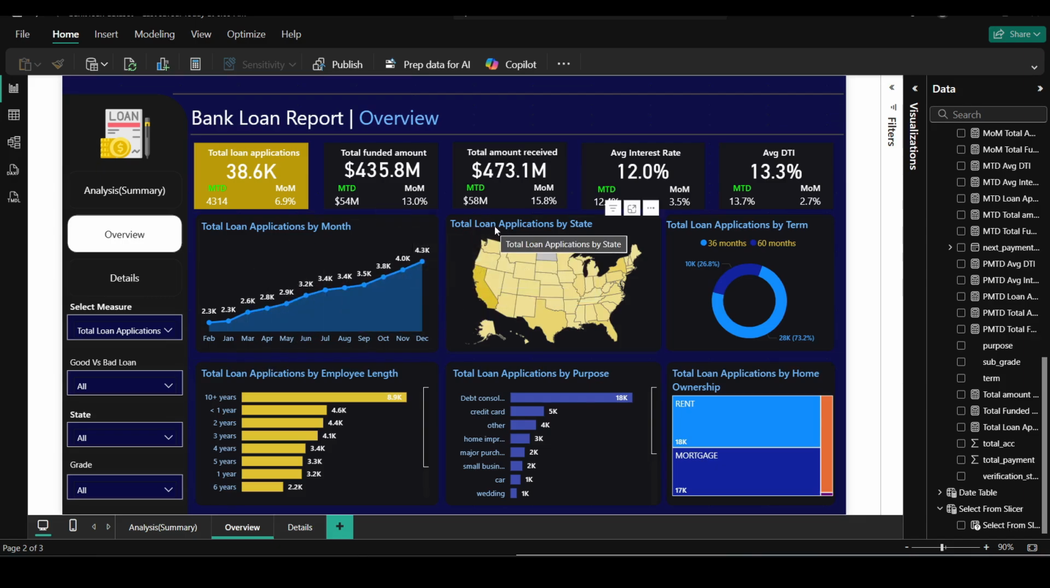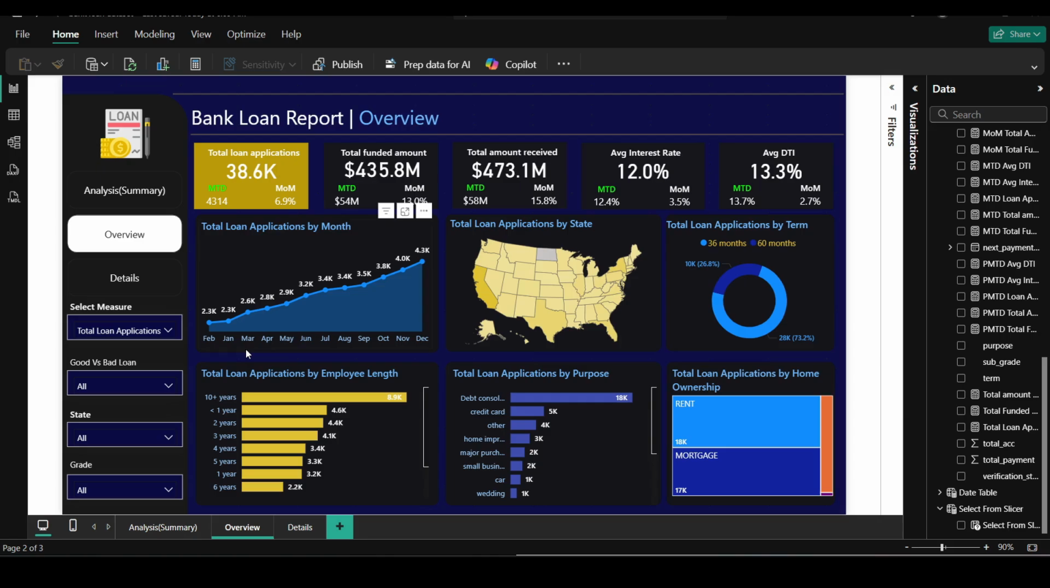Then we also get to know total loan applications divided into states. Like for California, the total loan applications were 6,894, and for other states as well. Then we also get to know about total loan applications by term. So users generally prefer taking loan applications for a shorter period of time, that is 36 months as compared to 60 months. Then we also have total loan applications by employee length.